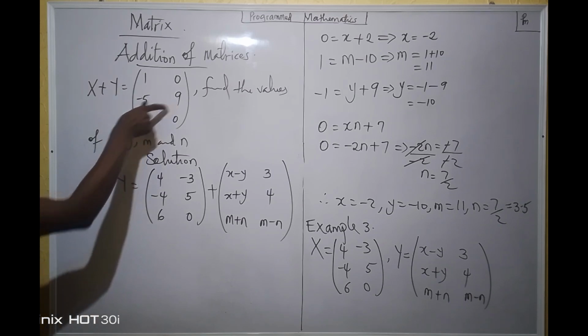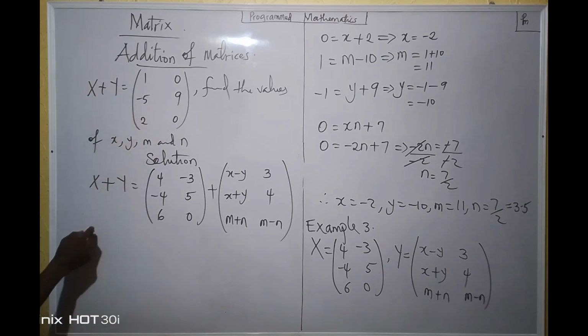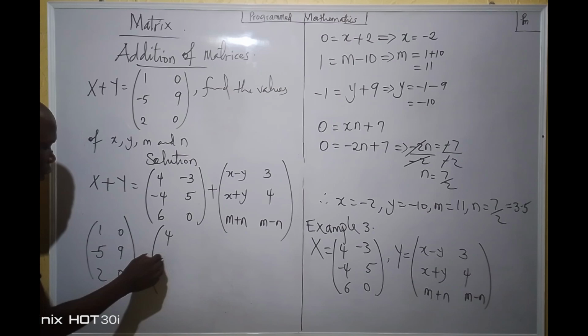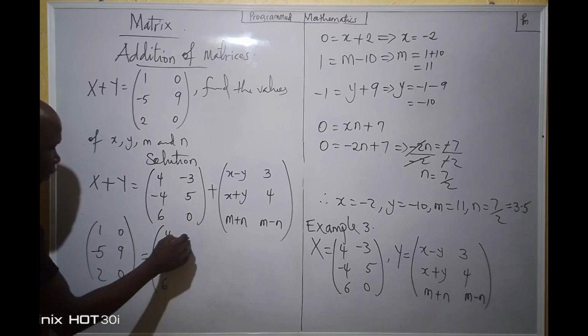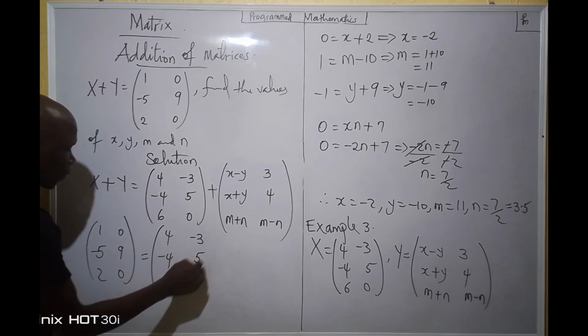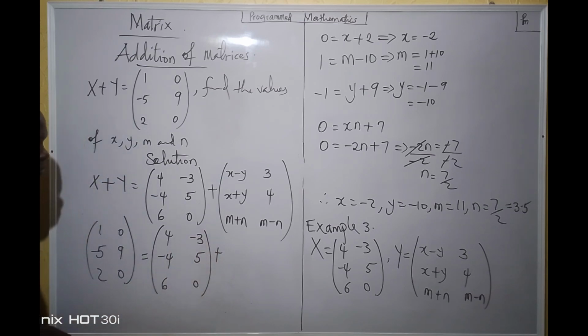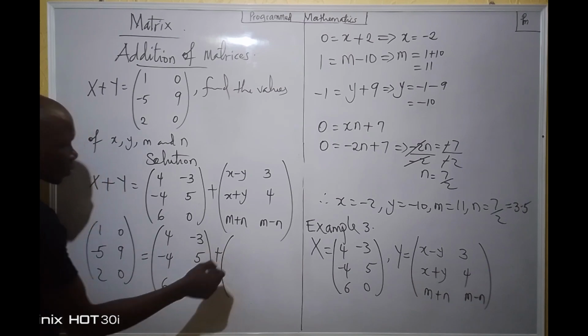So, let's replace X plus Y with this matrix here. So, we have 1, 0, minus 5, 9, 2, 0, and this is equal to 4, minus 4, 6, minus 3, 5, 0 plus, okay, there's no problem, let's just continue.